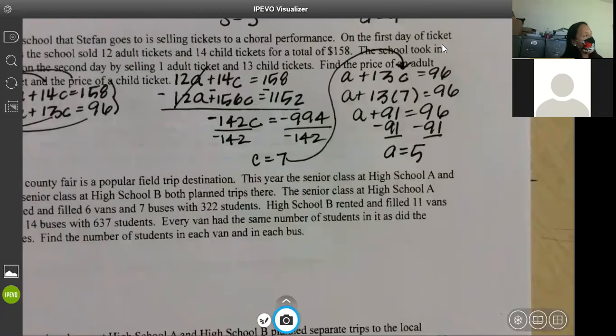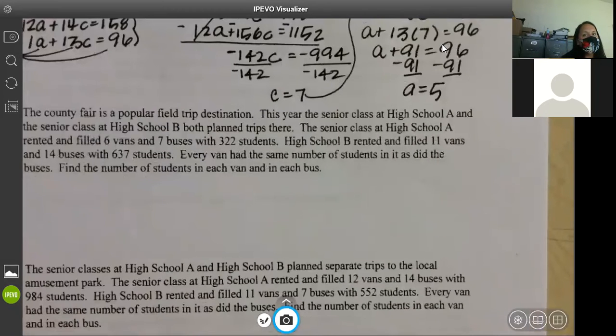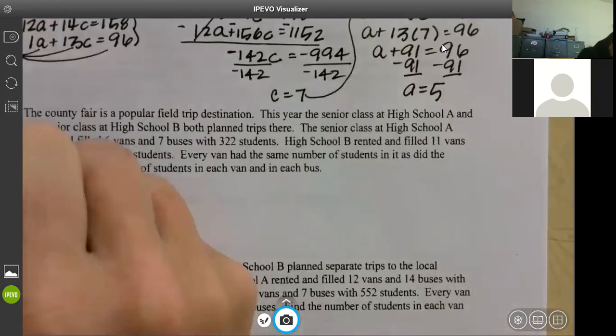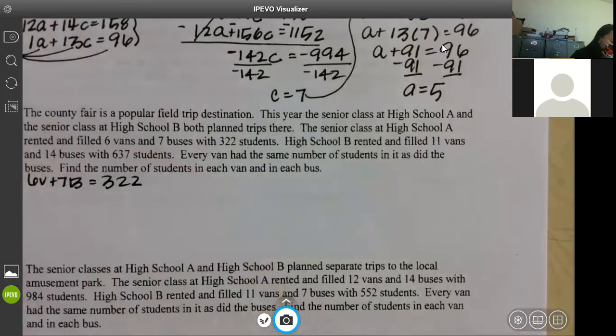3 more, guys. Same thing over and over again. All right. The county fair is a popular field trip destination. This year's school, the senior class at high school A and the senior class at high school B both plan trips there. The senior class at high school A rented and filled 6 vans and 7 buses with 322 students. How do I write that? School B rented and filled 11 vans and 14 buses with 637 students.